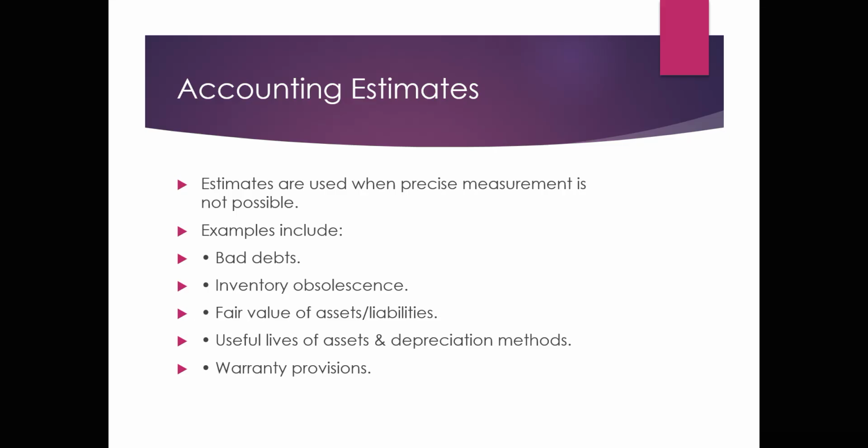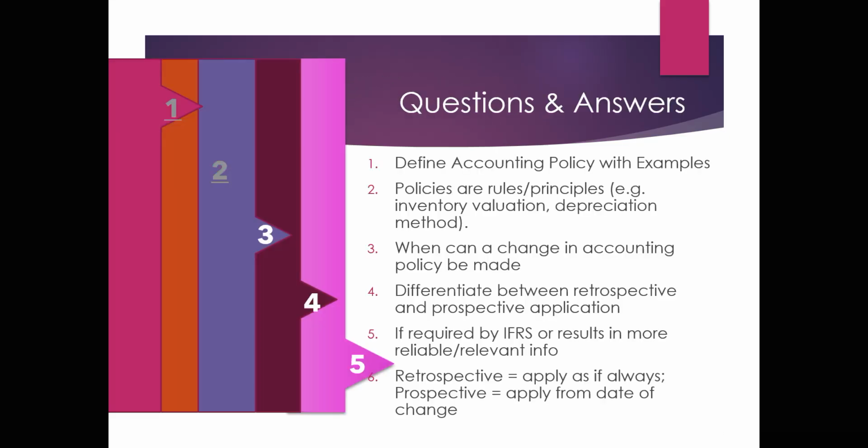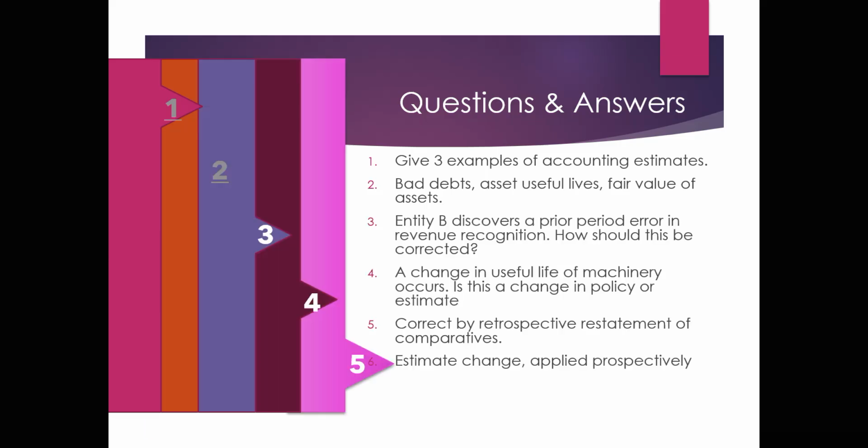Examples are bad debt, inventory obsolescence, fair value of assets, useful life of assets, warranty provision. They are all accounting estimates. Then things like FIFO, weighted average or AVCO are accounting policy. When you change the depreciation method from straight line to reducing balance, those are normal accounting policy changes. So that is just the example I've given.